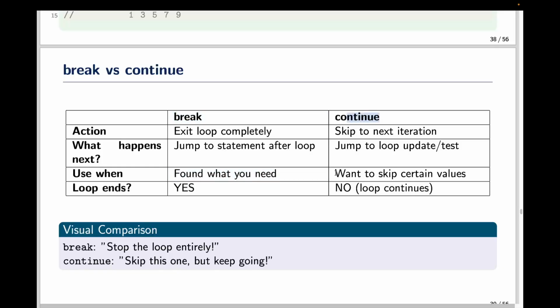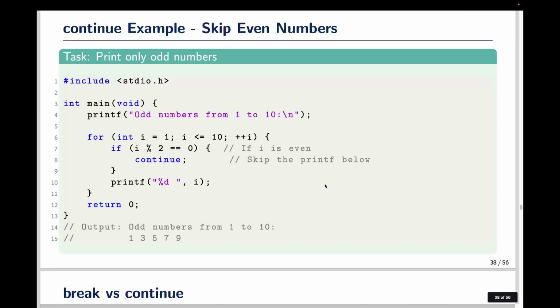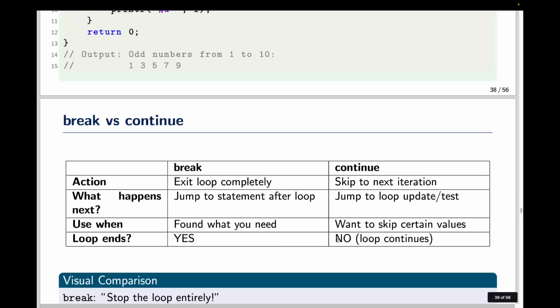Continue can be used where you want to skip certain values, as you have done in this example. You wanted to skip the even numbers. So you have a condition that if i remainder 2 is equal to 0, then you are skipping the even numbers.